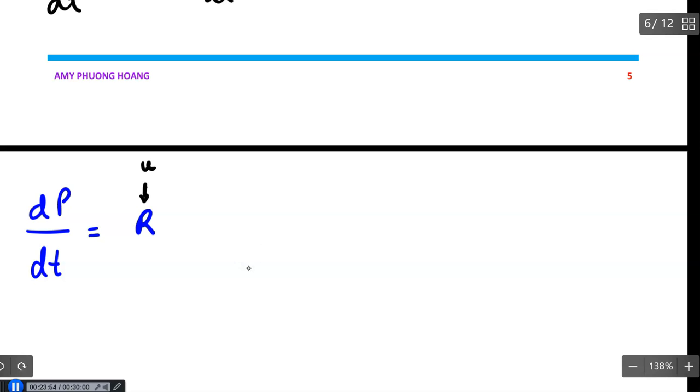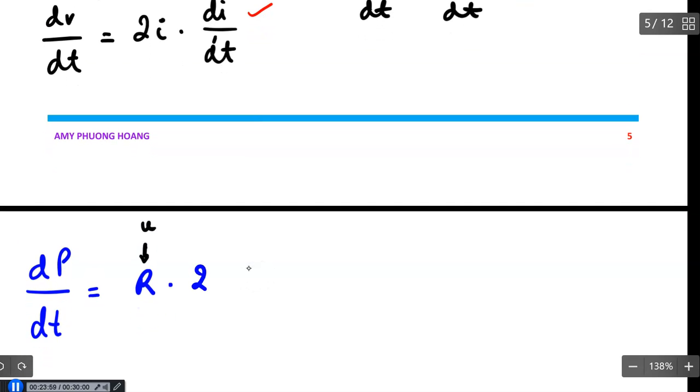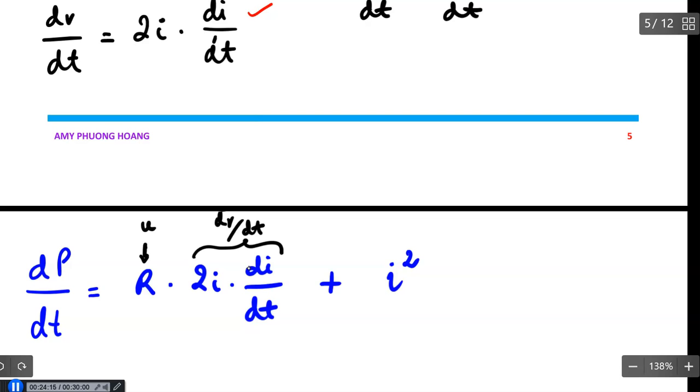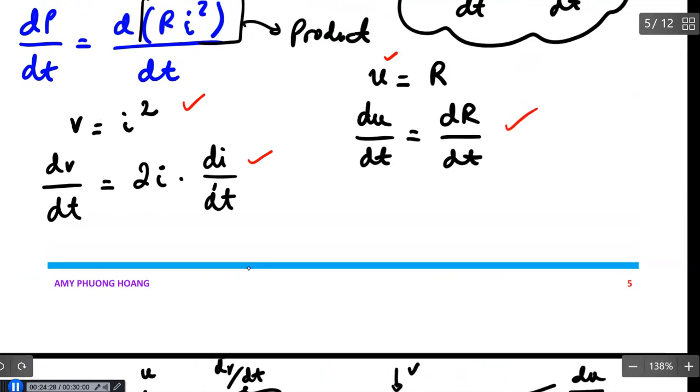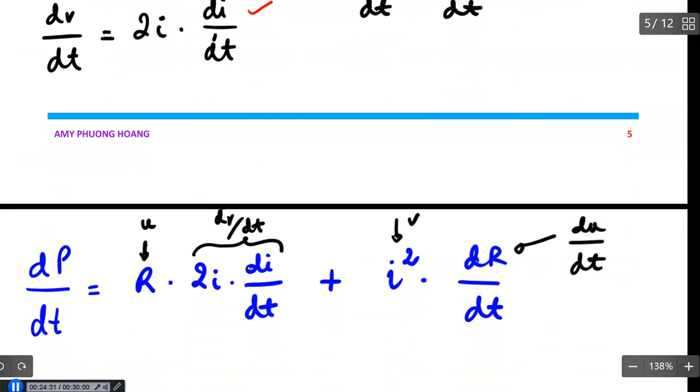And I multiply that with dv over dt. So that means I multiply by 2i times di over dt. So this is my dv over dt. And then I add that with I squared times dr over dt. And I squared is v, and this is my du over dt, the exact match of what I had to substitute in for my product rule.